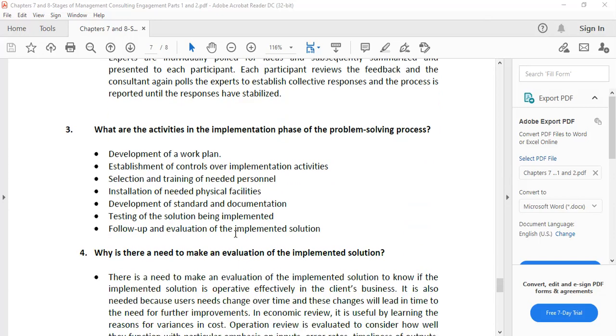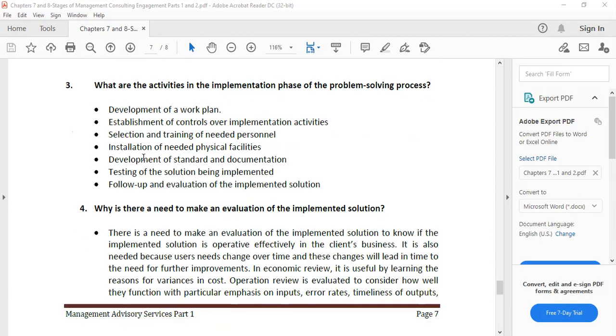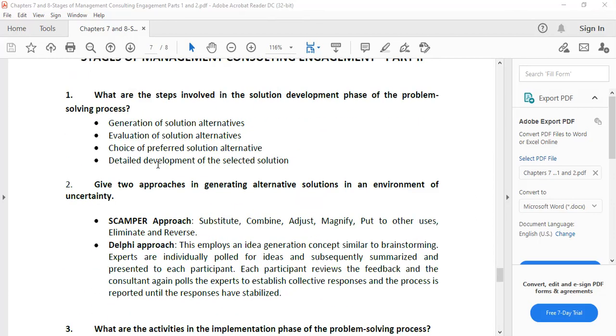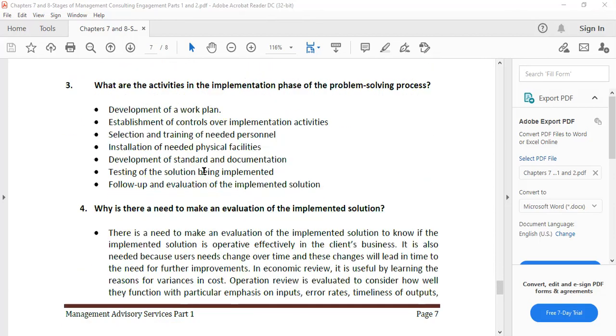Next, number three, what are the activities in the implementation phase of the problem-solving process? After we have already come up with a certain solution or work plan, we establish controls over those implementation activities. Remember, if we go back to step one, we got our choice among the alternatives generated and evaluated. So if we get that particular solution from the generated and evaluated solution alternatives, we do the detailed development. So this is the case here.